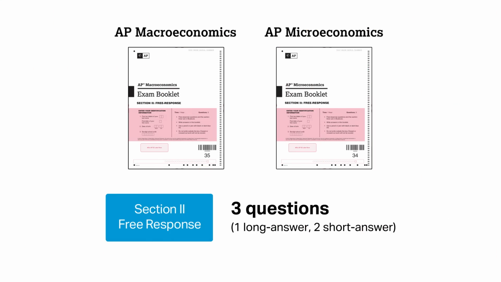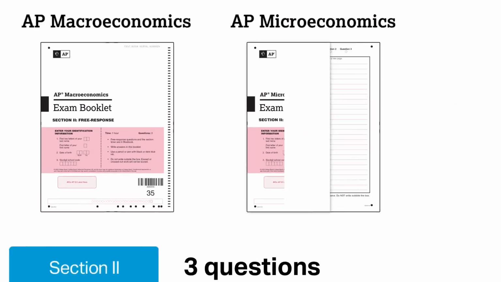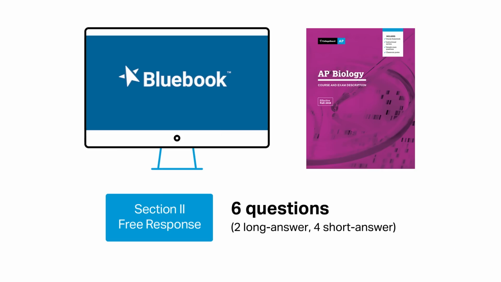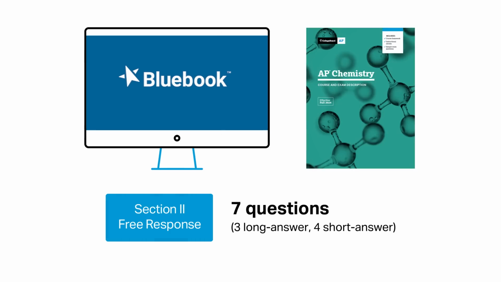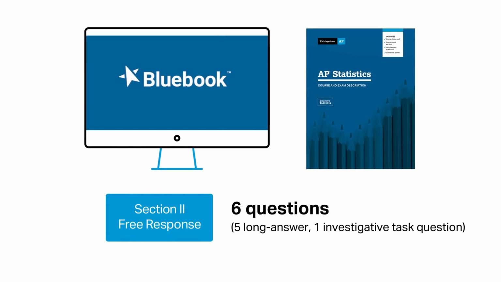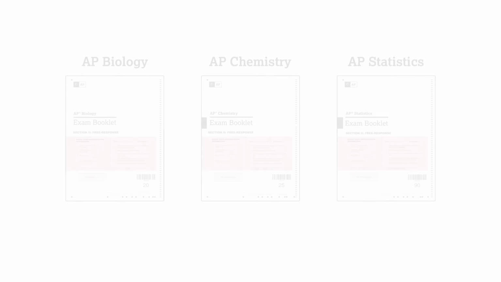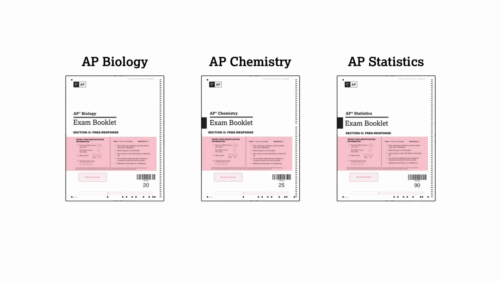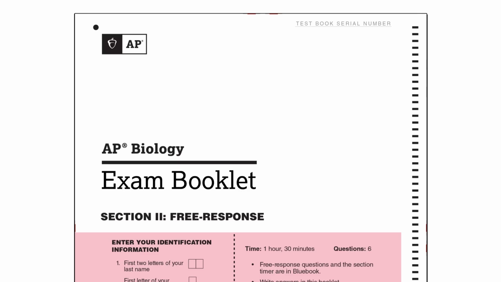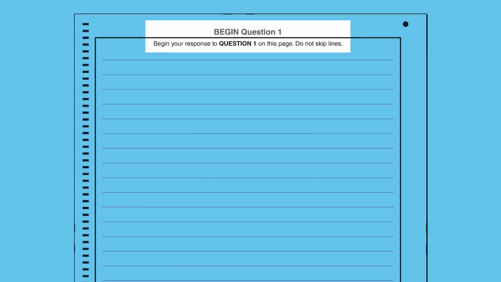For AP Macroeconomics and AP Microeconomics, the exam experience in Bluebook and the layout of the free response section exam booklet is identical. The free response exam experience in Bluebook is very similar for the AP Biology, AP Chemistry, and AP Statistics exams. However, each exam uses course-specific exam booklets. For the AP Biology exam, the pages in the exam booklet indicate which questions should be answered and are lined, and one question will have a blank grid to use for your response.